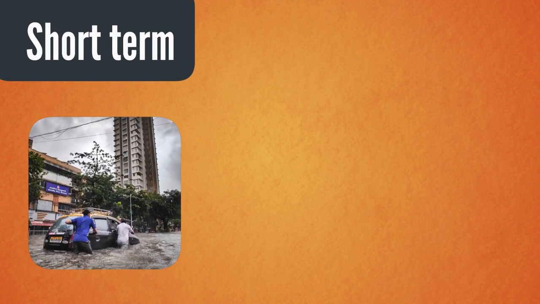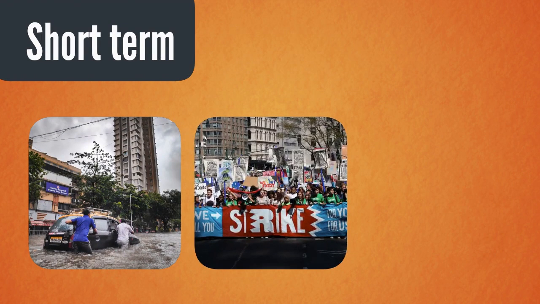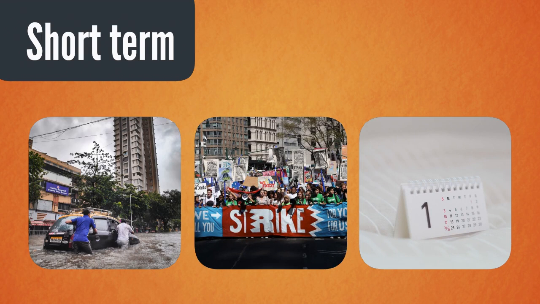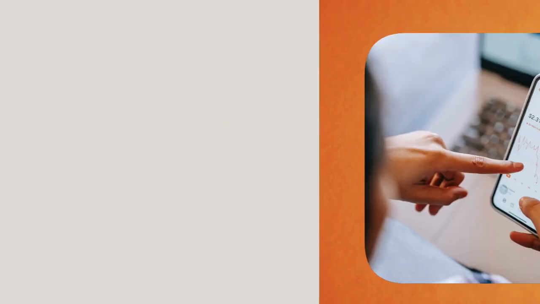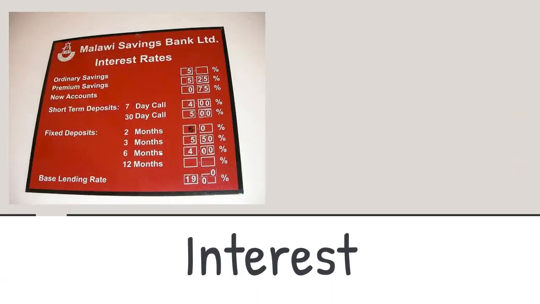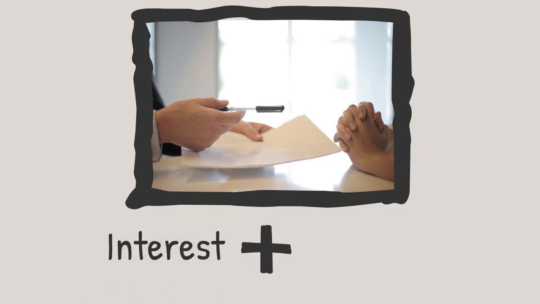Short-term fluctuations can be caused by natural disasters, labor unrest, or they can be seasonal. Long-term fluctuations are caused by changes in the economy, which are beyond the control of the business owner. Interest is the charge made for borrowing money, and it is typically charged over a year. If you borrow money from a bank or a funder, you will be expected to pay an interest amount on the loan, as well as repay the amount that you have borrowed.